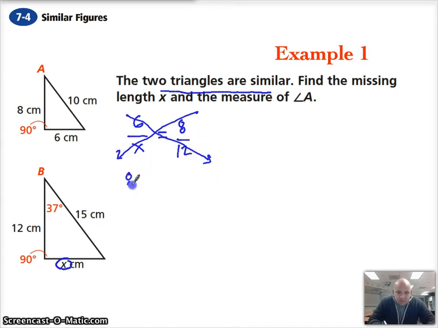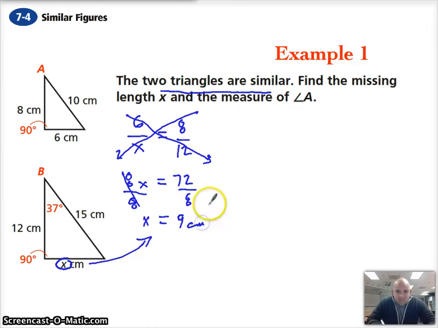I have 8x over here. 6 times 12 is 72. Put an equal sign right there. Divide both sides by 8. The x drops down. 72 divided by 8 is 9. So the measurement x is 9 centimeters.